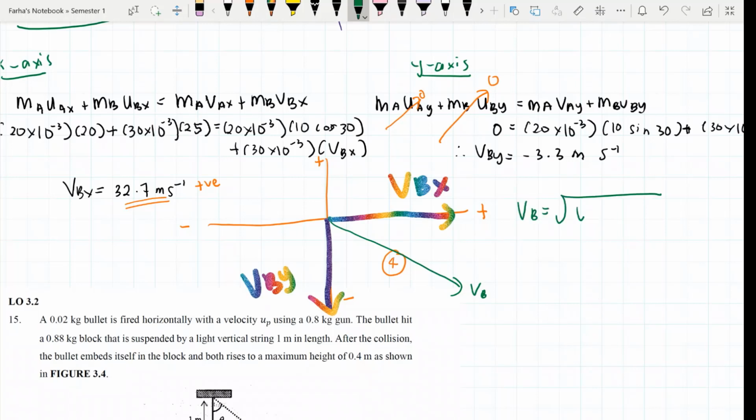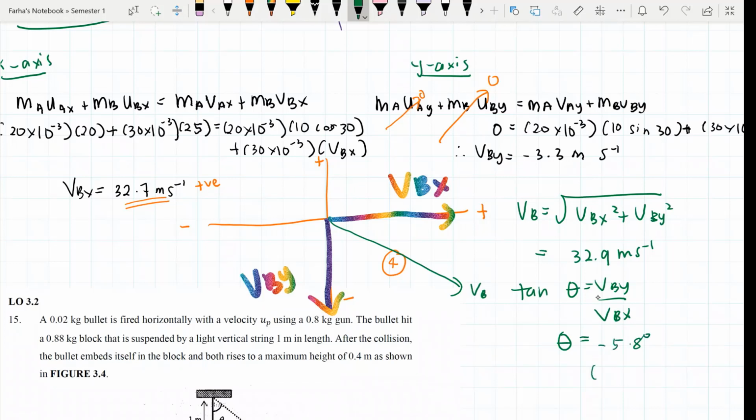So macam mana kita nak kira velocity B? Kita boleh masukkan dalam formula, iaitu kita nak kira the trigonometry. Saya akan dapat VB equals to 32.9 meter per second. Dan saya akan dapat the theta, the direction. Theta equals to VBY over VBX. So theta will equals to negative 5.8 degree ataupun 5.8 saja, which is below positive X axis. Okay, so itu saja untuk question number 12.